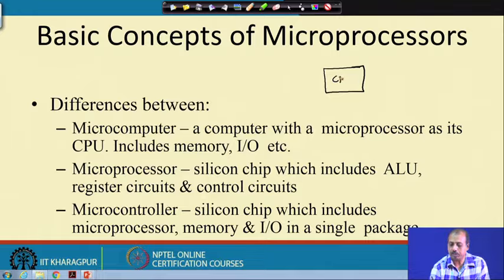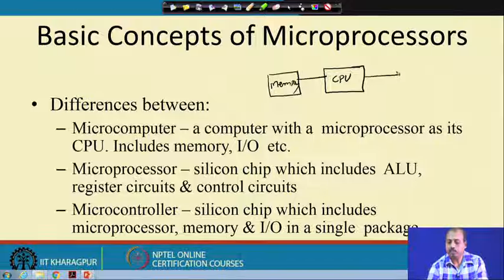the central processing unit, or CPU, that does all the computations, and then there is a memory unit, which holds the program to be executed by the CPU, and the CPU is also connected to some input output devices, or IO devices.